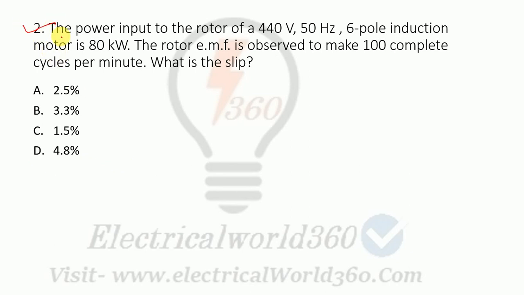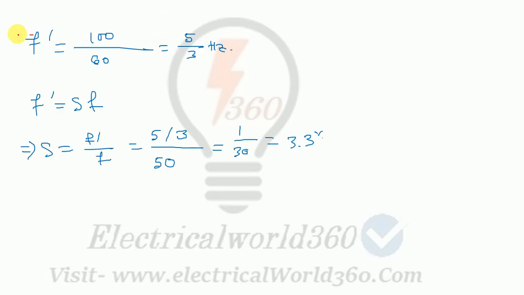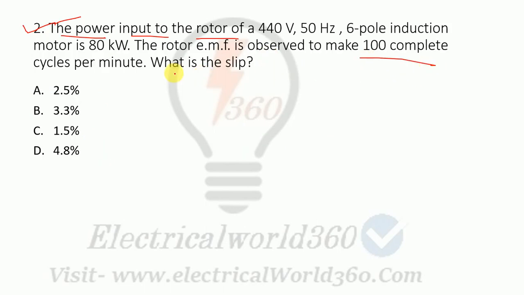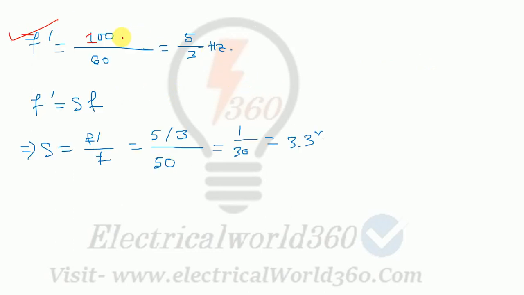This is question number 2. The power input to the rotor of a 440 volt, 50 Hz, 6-pole induction motor is 80 kilowatt. The rotor EMF is observed to make 100 complete cycles per minute. What is the slip? In this case, the rotor frequency is 100 complete cycles per minute, that means in 60 seconds, 100 complete cycles. So the frequency will be 100 divided by 60 seconds, that means we can say 5 by 3 Hz will be the rotor frequency.